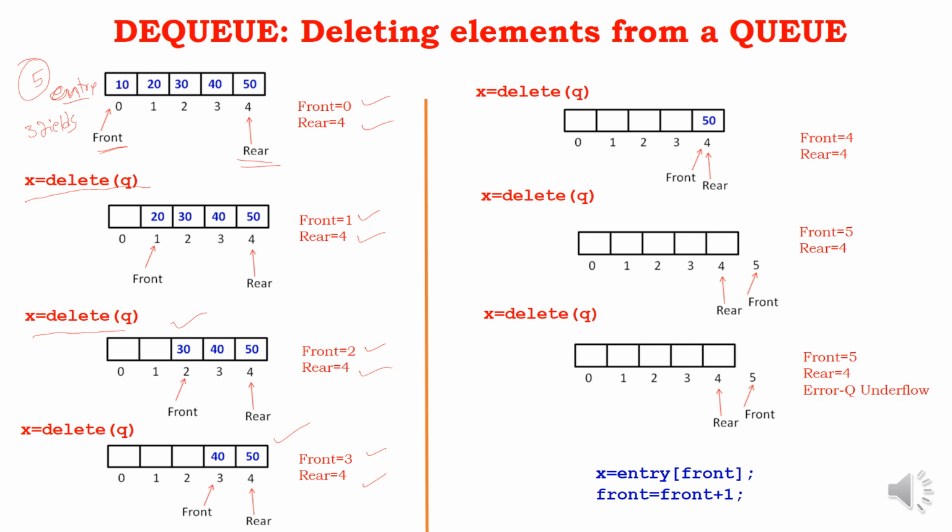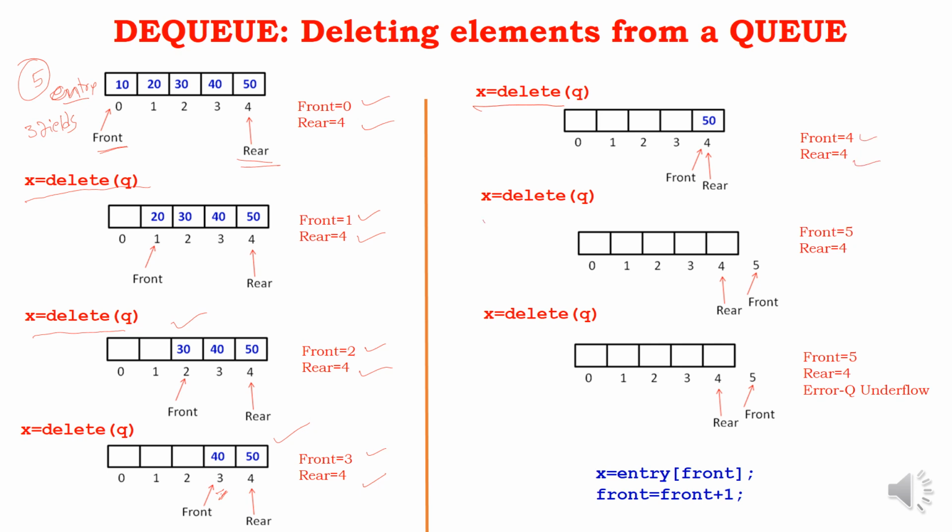Again you wanted to delete one more element. Apply delete. So when you delete one more element, here there are 2 elements. The first element, or front element, is at location 3. Location 3 is containing 40, that element will be removed. Now front is 4, rear is 4.